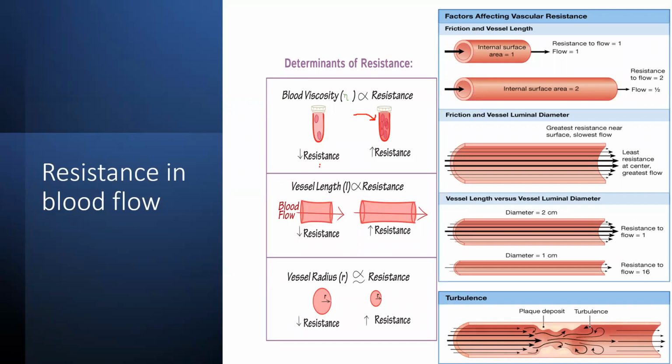If the vessel is shorter, resistance goes down because blood can flow more easily. The longer a blood vessel is, the more resistance there's going to be in there, because resistance is defined as blood hitting the side of a wall. So the longer a blood vessel is, the more chances of blood hitting that side of the wall, causing pressure.